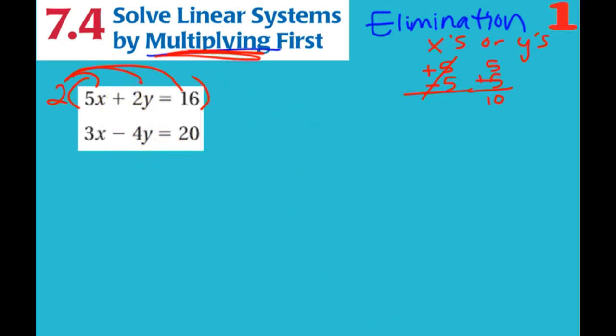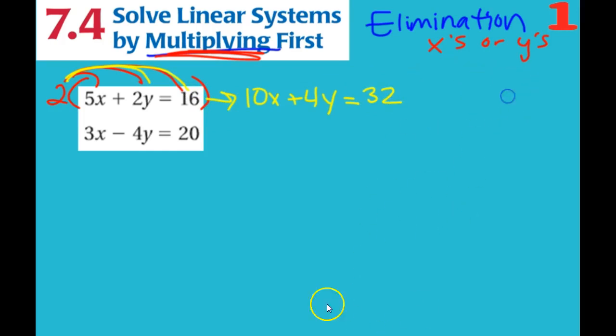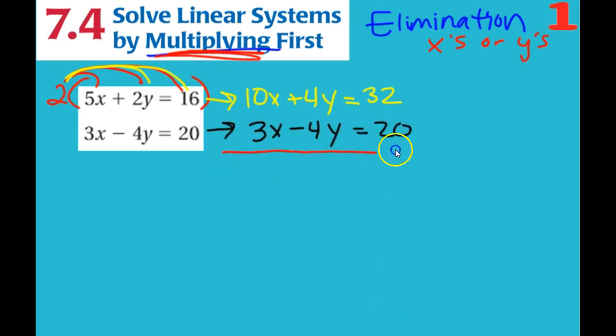So I'm just going to rewrite it next door. 2 times 5 is 10x. 2 times 2 is 4, so plus 4y. And 2 times 16, doubling 16, gives us 32. Then the other equation, I didn't do anything to, I'm just going to rewrite it. 3x minus 4y equal to 20. Now I can add these up because our y's are going to eliminate.